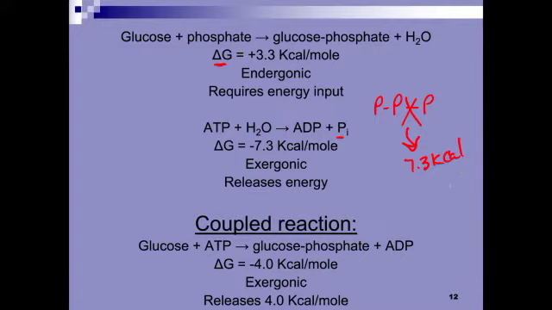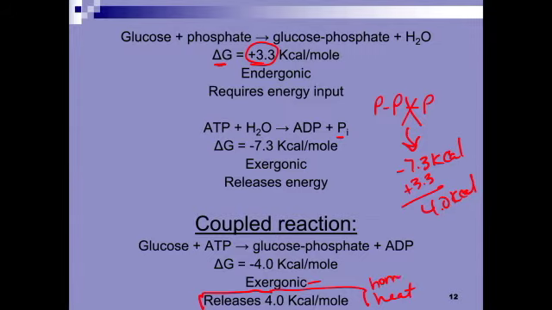I only need 3.3. So if I have a negative 7.3 and a positive 3.3, I have left over 4 kilocalories of energy. Those 4 kilocalories get released. In our case, this is energy being released. It's an exergonic reaction. My energy gets released, and in our case, it's going to come off as heat. Our bodies will use this to maintain homeostasis.